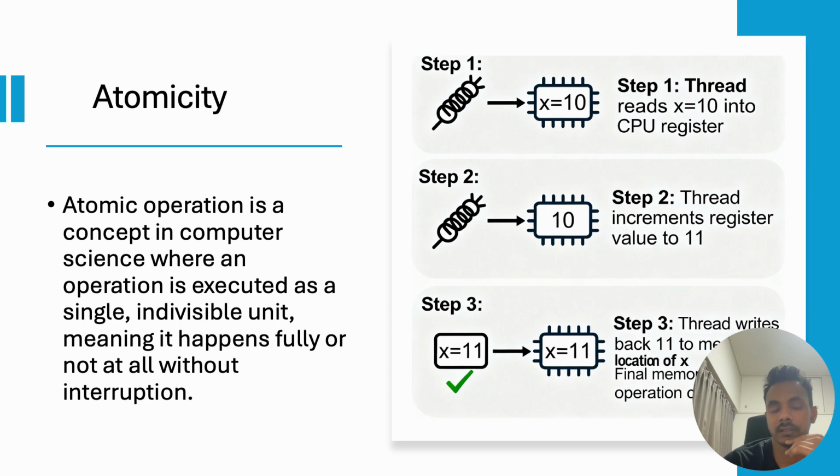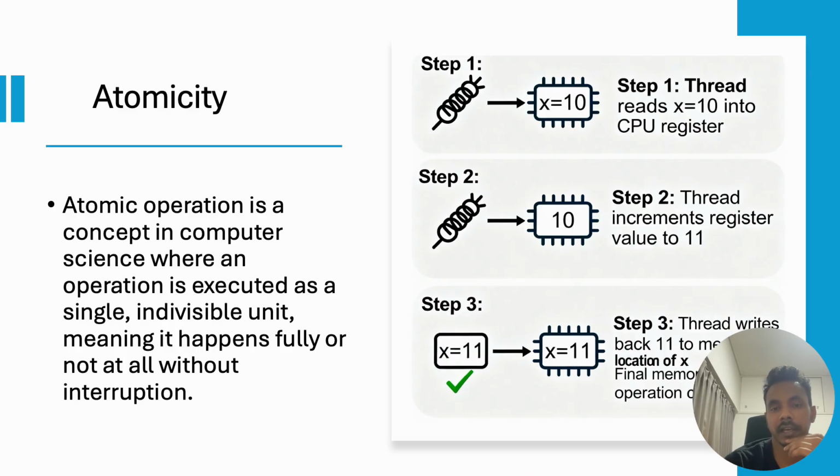So what is atomicity? For example, if you have a thread and in the thread there is an instruction where the value of a particular variable is 10, let's say x equal to 10, and the thread is doing x equal to x plus 1, that means the output should be 11. So what happens under the hood when the thread tries to update the value of x? There it actually executes three instructions.